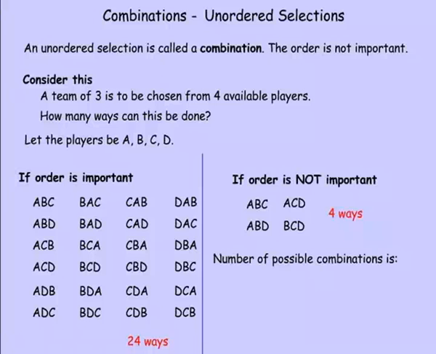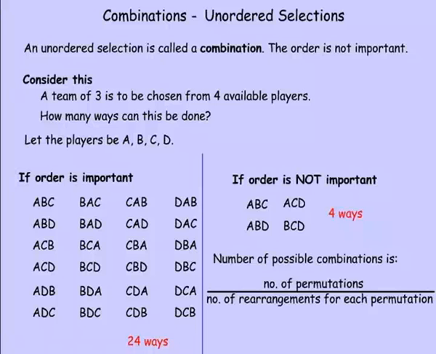So the number of possible combinations, we can do that mathematically now, is the number of permutations divided by the number of rearrangements for each permutation. The number of permutations we found from the first part was 24 ways. So it was 24 over the number of rearrangements for each permutation. I've highlighted one permutation there, A, B, C. There were 6 ways altogether that it could be rearranged. Hence we divided by 6. And 24 divided by 6 is 4. So that is the number of possible combinations.